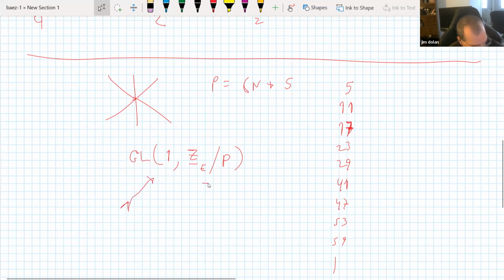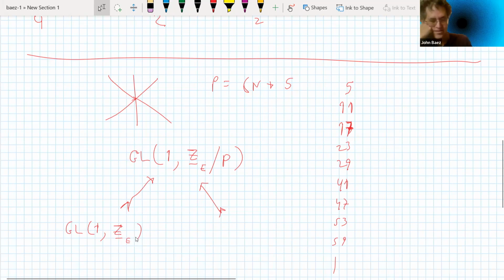So it's like GL1, what is it? GL1 of the Eisenstein integers? Yeah, that's a 6-element cyclic group or something like that. And then this is just GL1 of Z mod P or something like that. Did I do that right? Well, you're doing it the same way. Right, that's right.